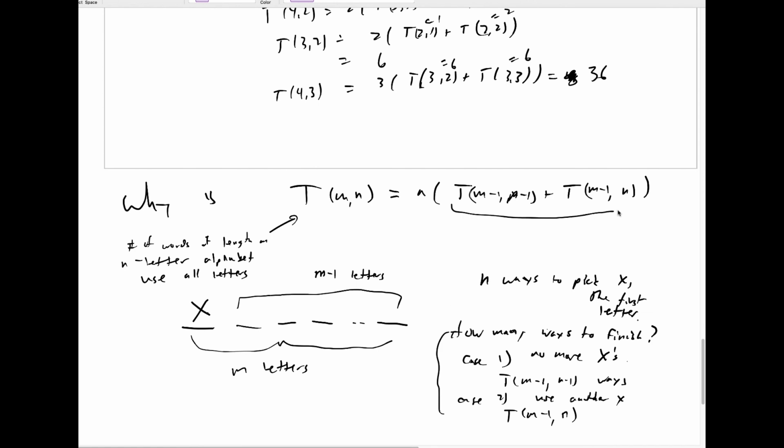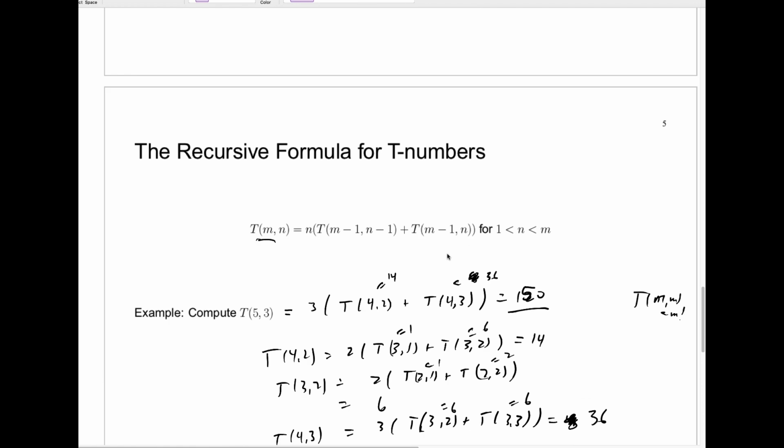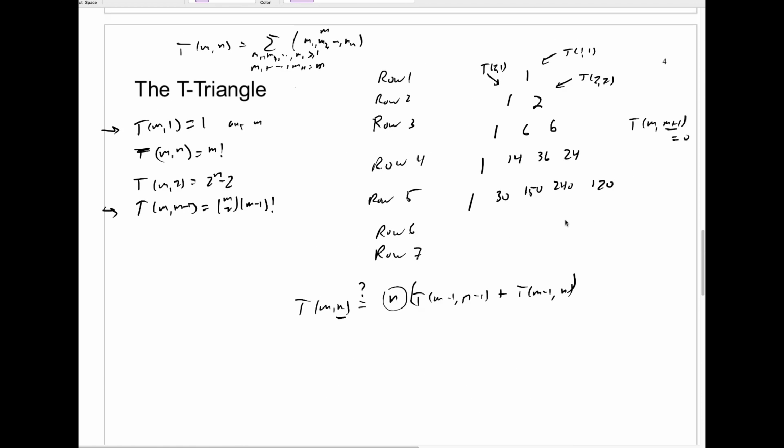I'll write it up here. This is the number of ways to finish the word. So we have n choices for the first letter of the word, and this many choices, Tm-1,n-1 plus Tm-1,n, ways to finish the word. That gives us our recursive formula for Tmn. And using that recursive formula, you'll find you can easily compute row after row after row of the T triangle and finish as many rows as you want.